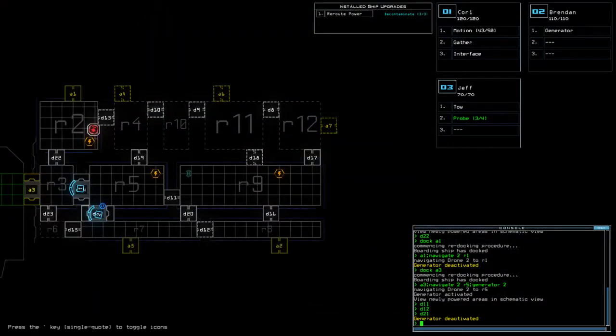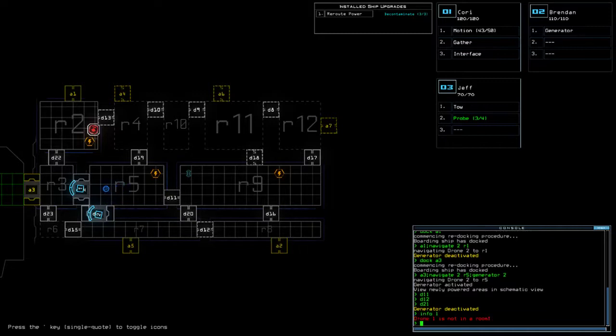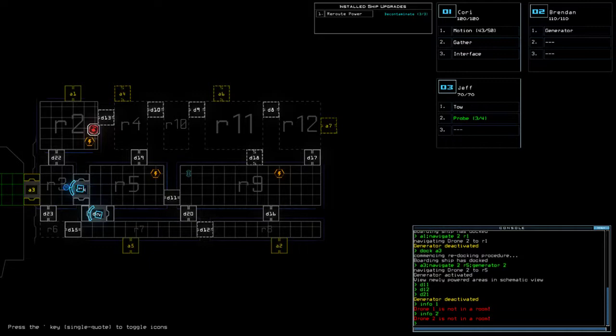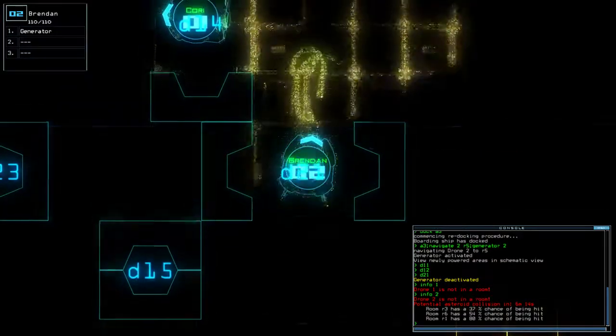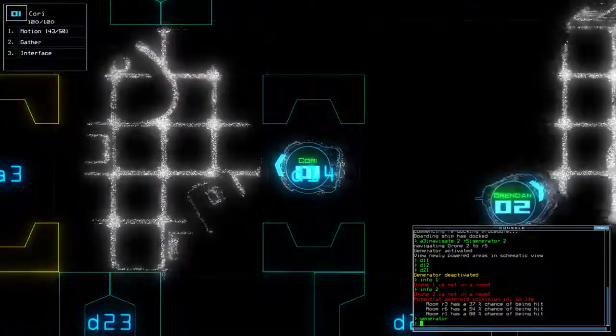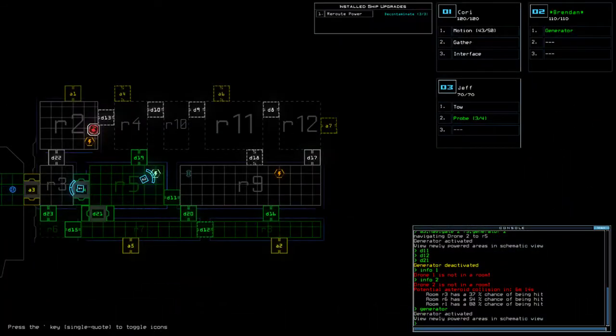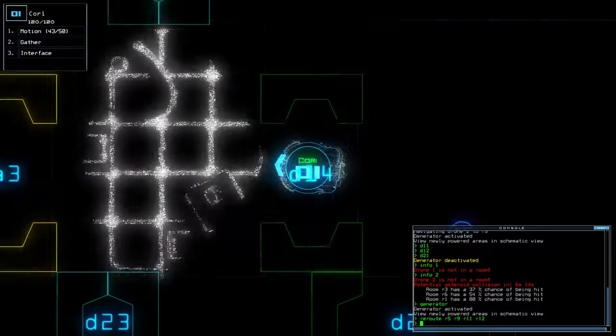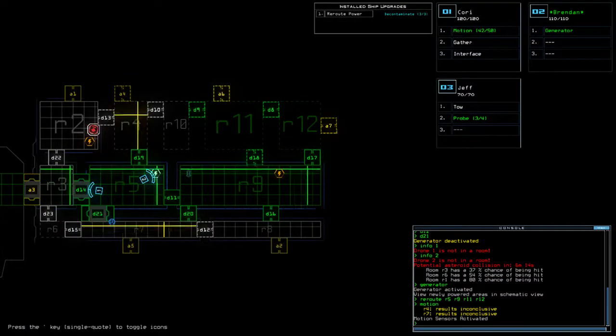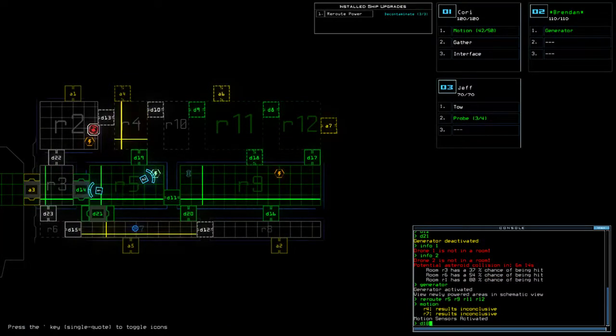Oh, I've forgotten. We've got reroute power. I'm making this a lot more complicated than it needs to be. Asteroid in 6 minutes. Okay, so reroute. R5. How many rooms have we got? Three other rooms. R5. R9. R11, R12. And then we'll do D18 for a start.